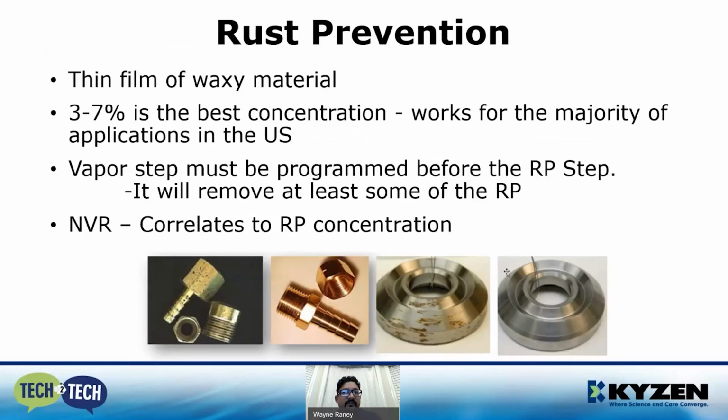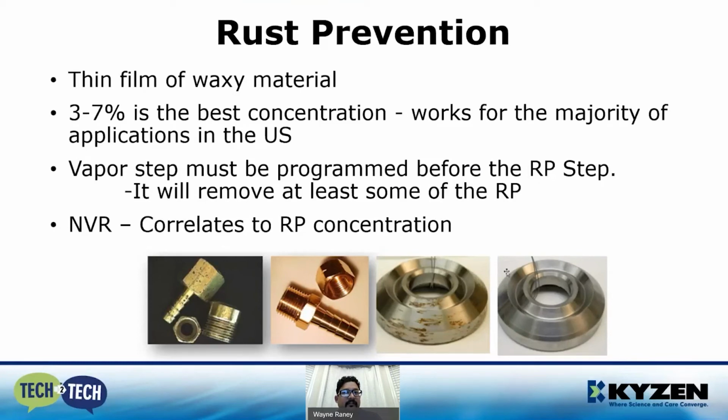We'll touch on rust prevention. The RP is basically a waxy material that's mixed with the modified alcohol that's applied as a fine film on the parts as they exit the machine. I'd like to point out that usually 3% in the winter months and 7% concentration in the summer months is really sufficient to fully protect the parts from corrosion. Just remember not to use the vapor degreasing step after the RP process, because the condensing action of the vapors on the relatively cool parts will remove some of the RP from the parts.